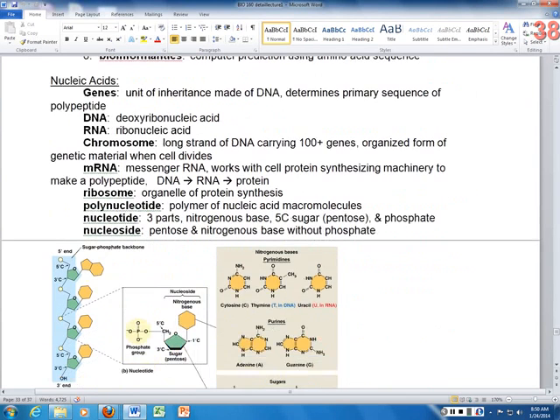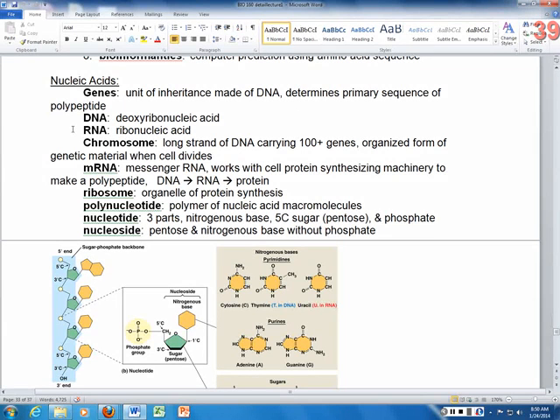So the next section, nucleic acids, this is your genetic information. And some of this information you've had before. The genes, that's going to be the unit of inheritance. It's going to be what determines the sequence of the polypeptide. It's the instructions for making that polypeptide. So it comes in two forms, DNA and RNA. DNA is deoxyribonucleic acid. RNA is ribonucleic acid. You'll almost always just see those as DNA and RNA. I think they're in the dictionary as DNA and RNA without the full word behind them now.